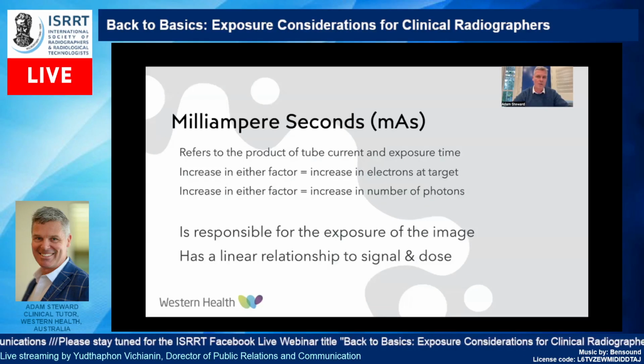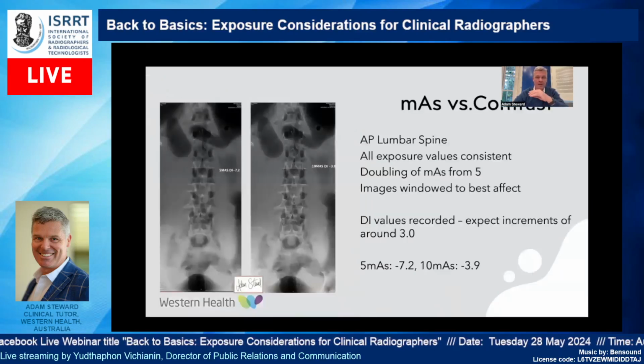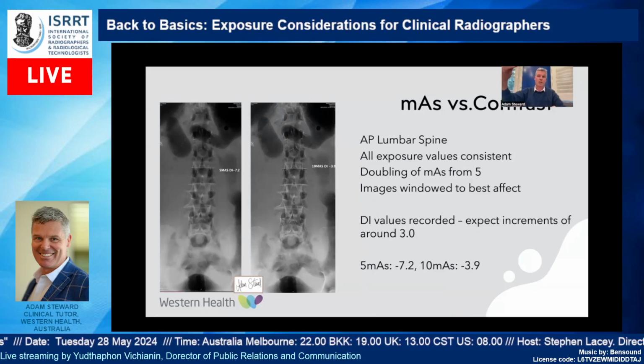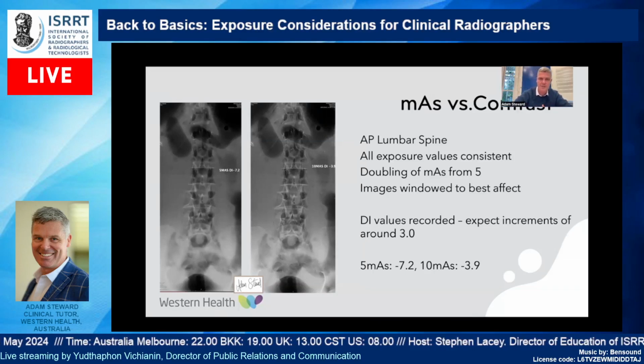It's responsible for the signal on the image, and it has a linear relationship to signal and dose. We double the mAs, we double the exposure. Going to our study that I talked about earlier, we wanted to test that, and also to understand how mAs affects the contrast. Something we often teach students is that mAs shouldn't really affect the contrast, except when something's underexposed or grossly overexposed, in which case there's almost no contrast there.